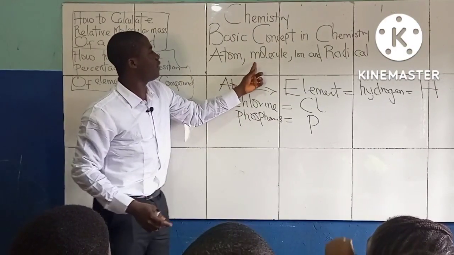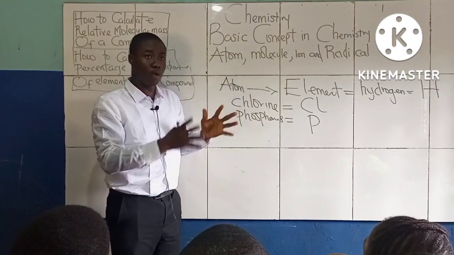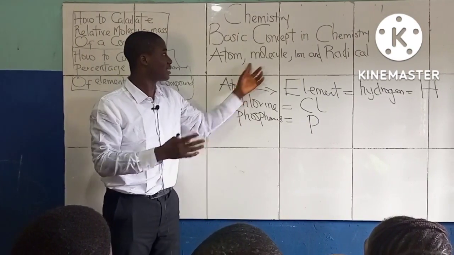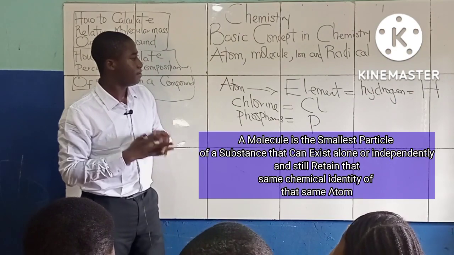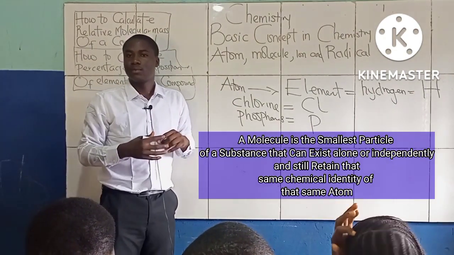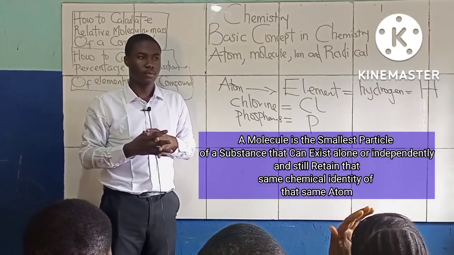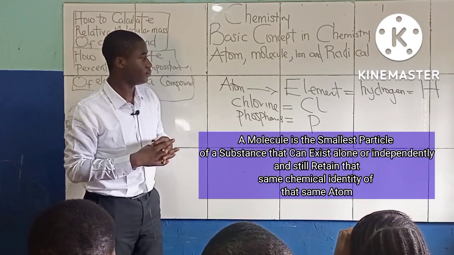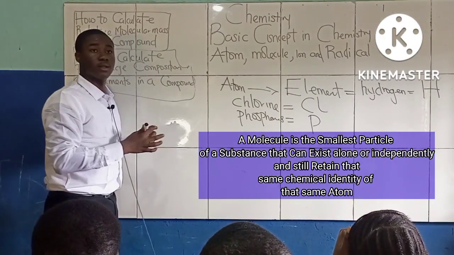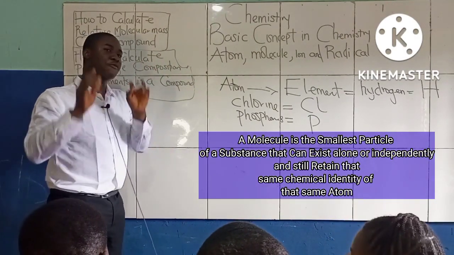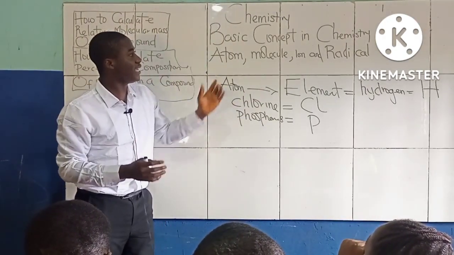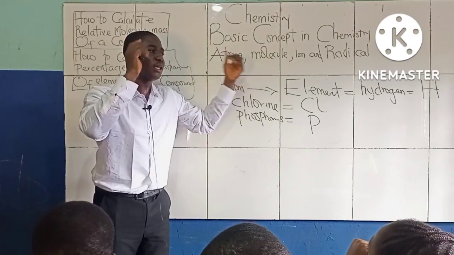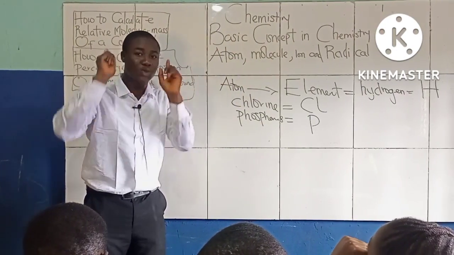Looking at the next term, which is called molecule. From what I told you, class, what's a molecule? It is the smallest particle of a substance that can exist alone or independently and still retain the same characteristic of that atom. From what you just said, summarily, it must be noted that a molecule is made up of at least two atoms.